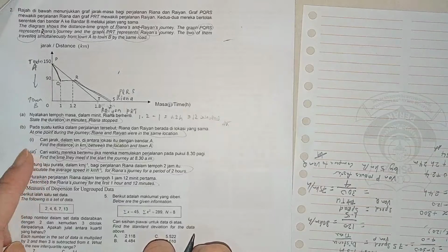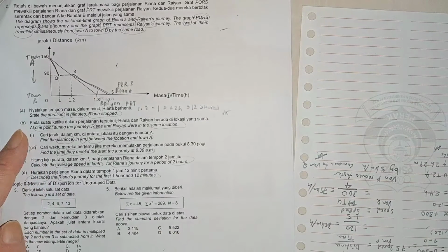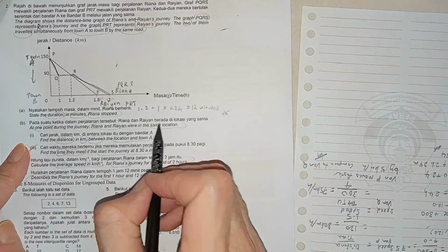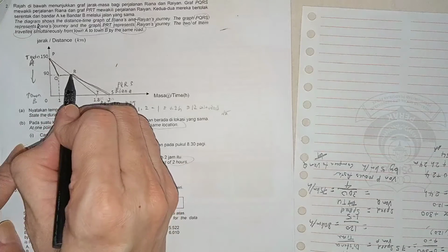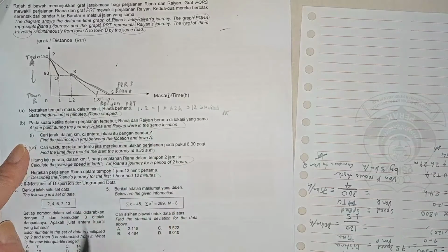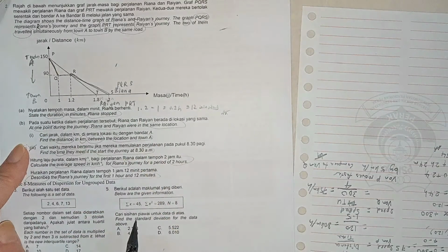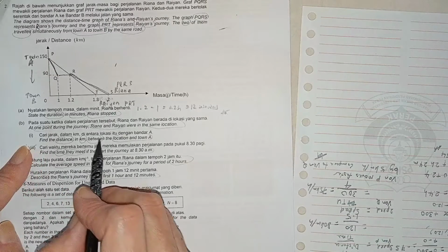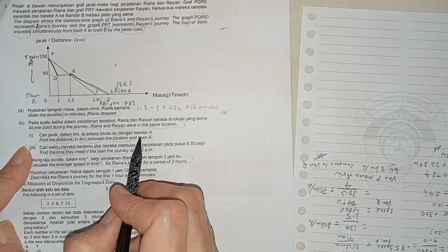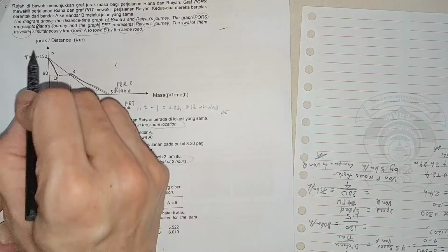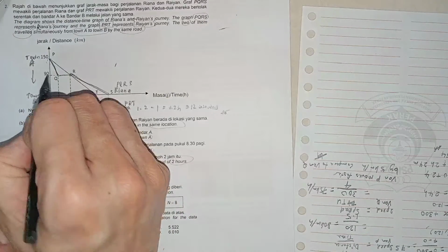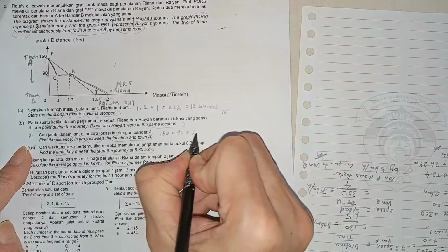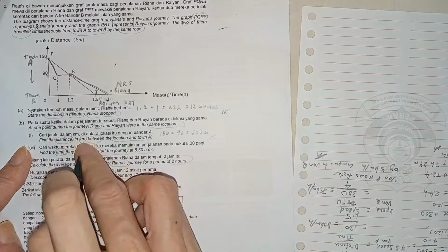Okay, then B, at one point Rihanna and Ryan are at the same location, so they are at the same location here, 1.2. Find the distance in kilometer between the location and town A. So between location and town A is here, so it's 150 minus 90, so it's 60 kilometer.